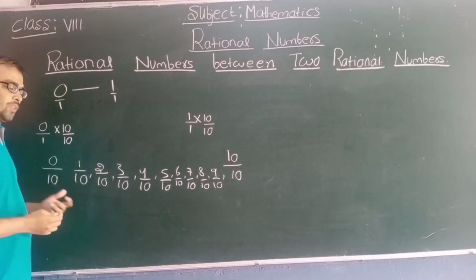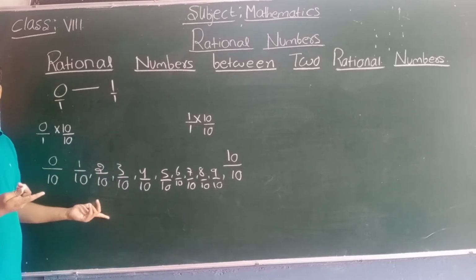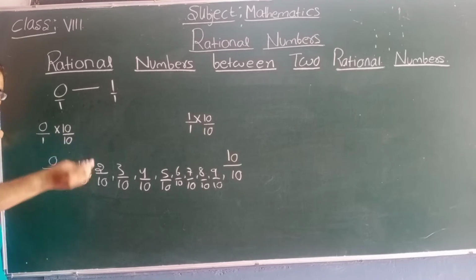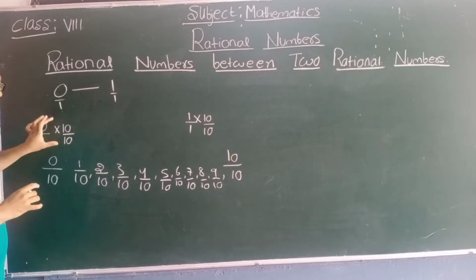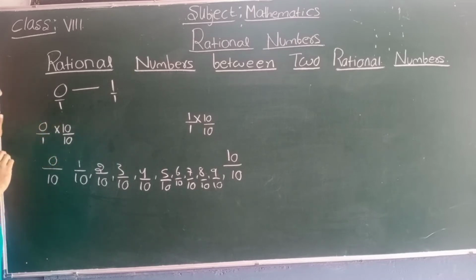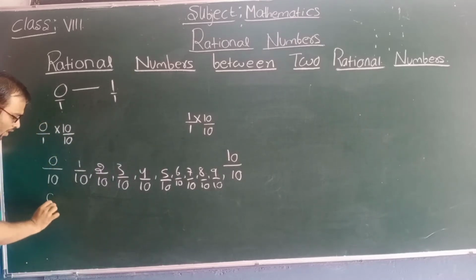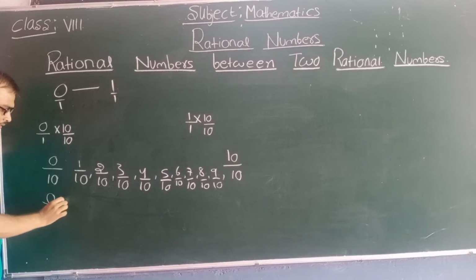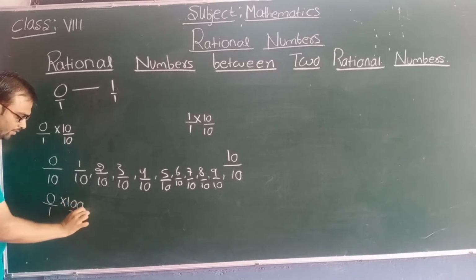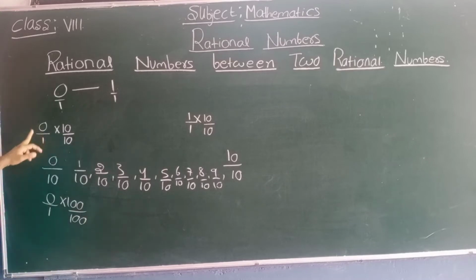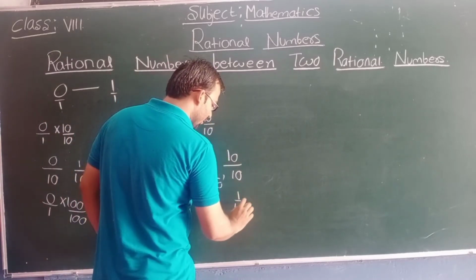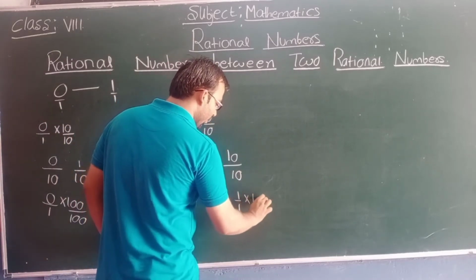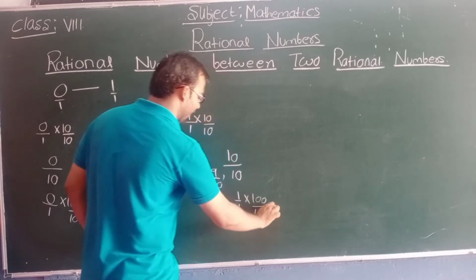So here there are 9. If you want to get more numbers, then what you need to do? You have multiplied by 10 by 10 now. So you do one thing. Now you multiply 0 by 1 with 100 by 100. Next, you multiply 1 by 1 with 100 by 100.